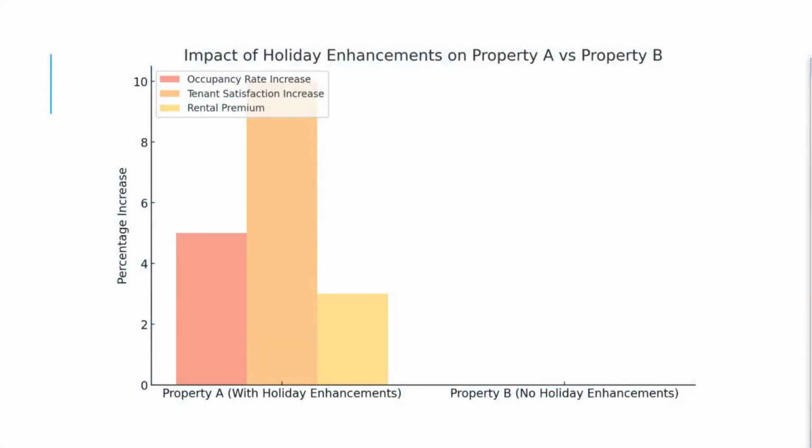And so property A, well, you get some major increases with property A. Property B sits vacant. Property B has challenges. Property B doesn't attract tenants during this time. Property B ends up being a little bit less valuable.